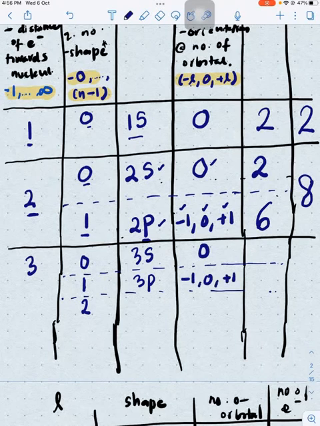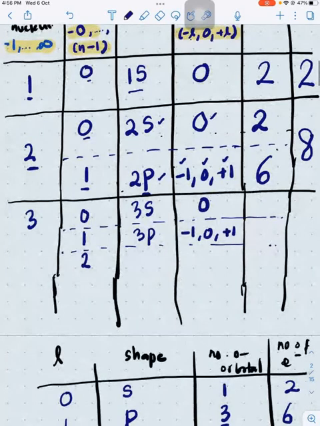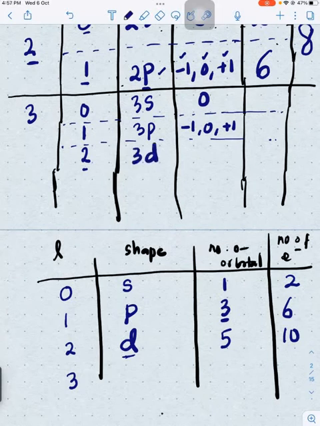Hari ni Madam memang nak you all betul-betul faham. Sebab sebenarnya kalau you all tak faham awal ni, dia bukan akan affect topik ni sahaja, tapi akan affect topik seterusnya. So you really have to understand the SPDF notation ni. Okay? Alright. So kita tahu 3P ada 3 bilik sebab nilai negatif 1, kosong, positif 1. So now what if we have L equals to 2? 2 adalah secret code untuk D. So maknanya dia adalah 3D. So, what should be our ML value in this case?